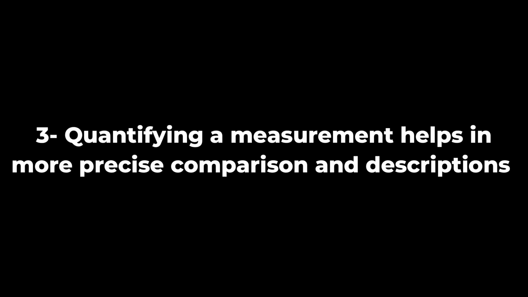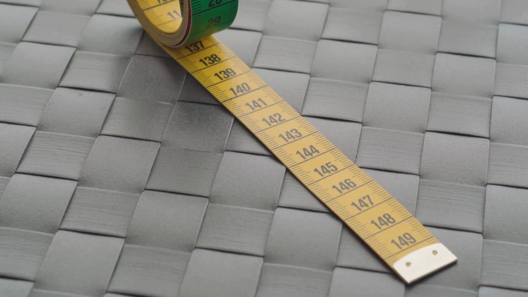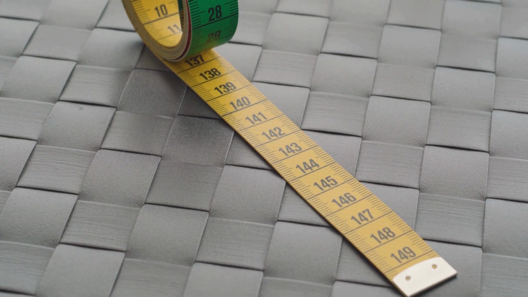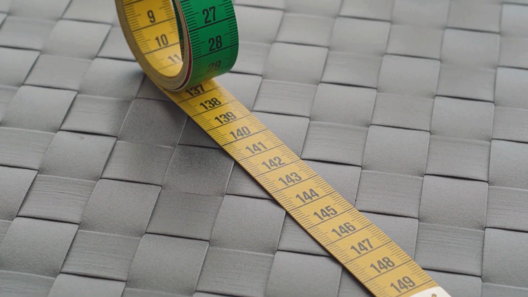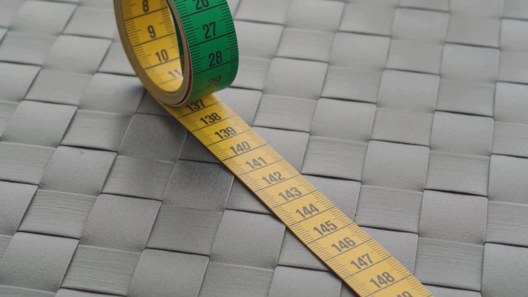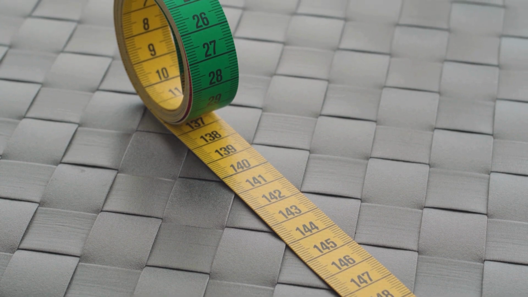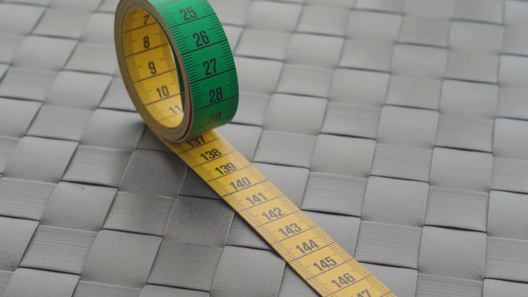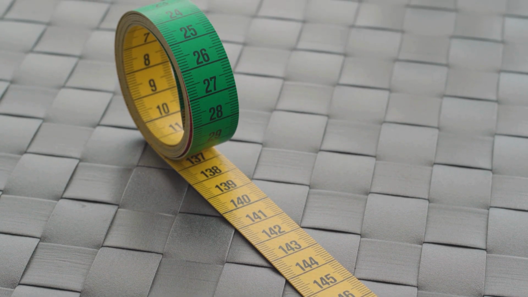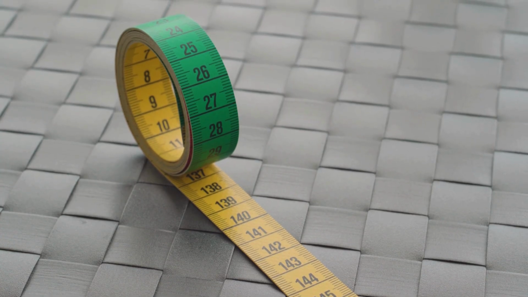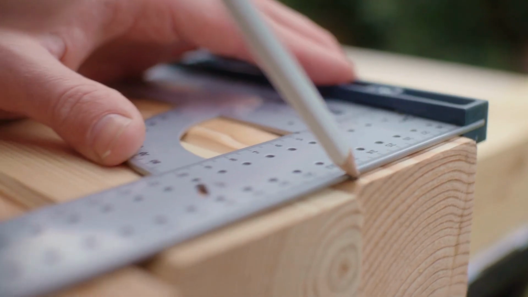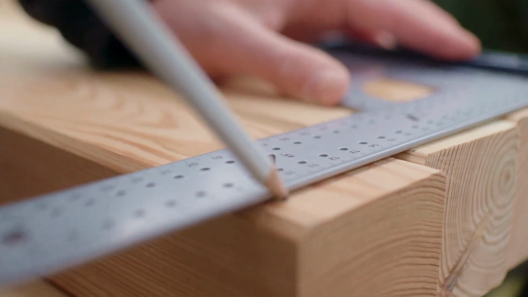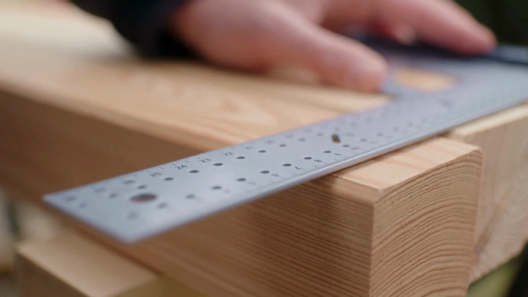Thirdly, quantifying a measurement helps in more precise comparison and descriptions. As children develop more meaningful comparisons of objects, they learn that exact units of measurement help in describing and comparing objects better, and they are consistent, unlike using hands to measure. Children can describe exactly how much bigger one object is than another, and they can also identify units that are inconsistent, and thus not accurate to use as units of measurement. Units used to measure objects include non-standard and standard units. In non-standard units, they are uniform and non-uniform.